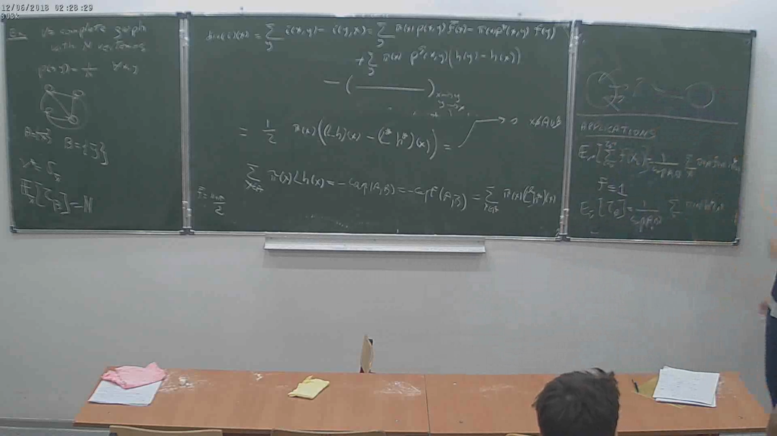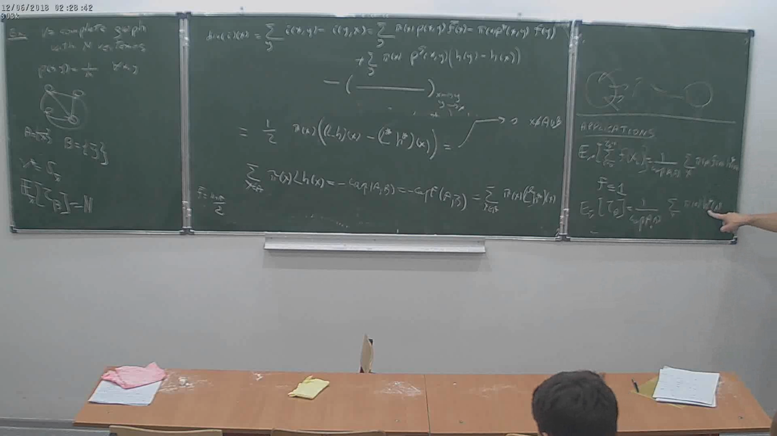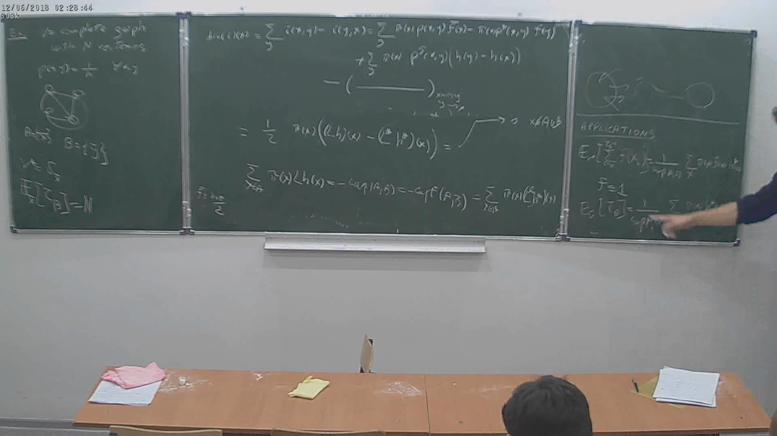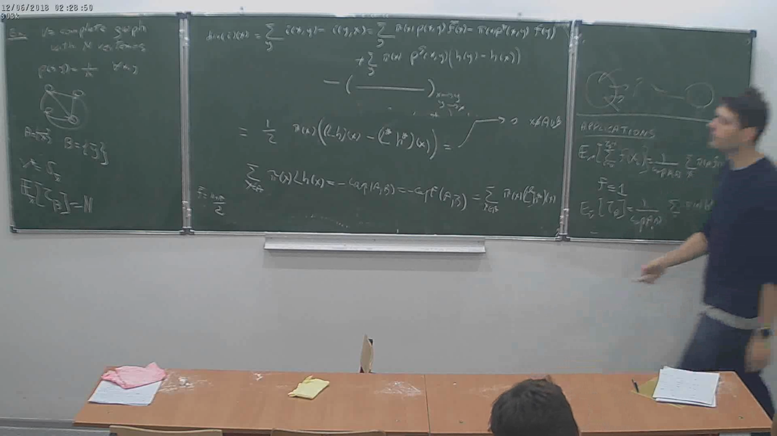So the complete graph is reversible, and the invariant measure is just the uniform measure, 1 over n on every point, because there's no geometry. All the points are the same. So as an exercise, you can easily calculate H star, and so the capacity as well. Let's just try to make this computation and get n.